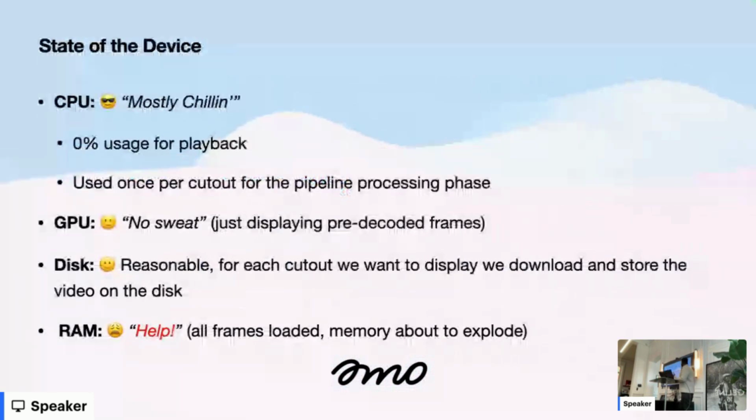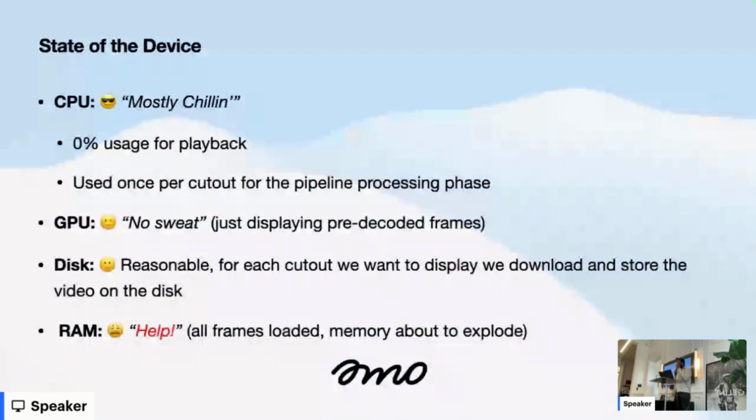Now let's think about the state of the device. So with this solution, the CPU is chilling, not much to do. It's only used during the process time, so once per cutout. The GPU is just swapping some UIImages, very reasonable. The disk just stores the cutout, that's okay. But the RAM is suffering a lot.